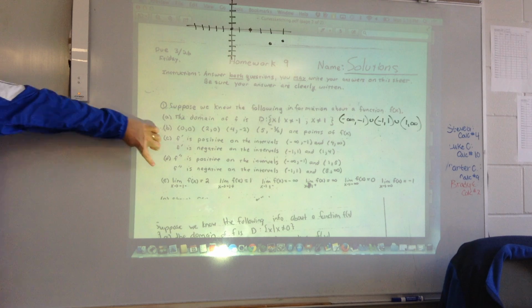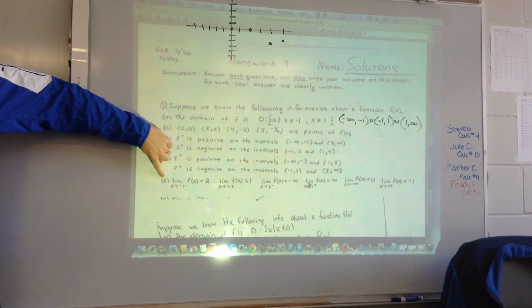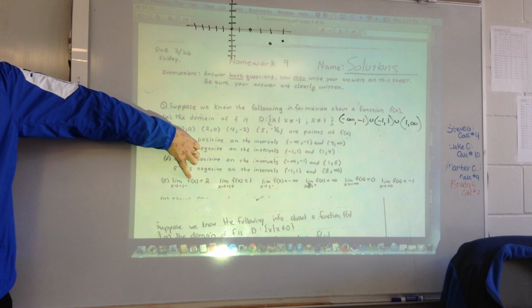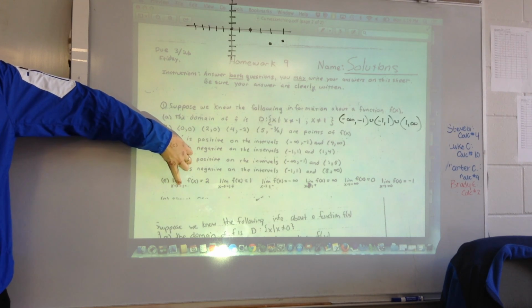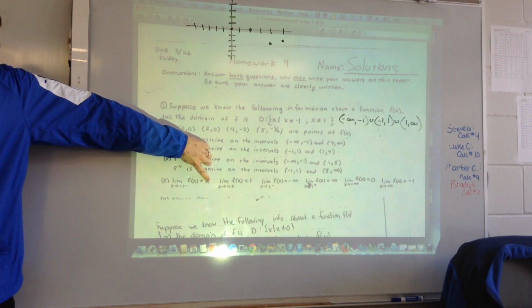So let's look at this one right here, the first one on E. The limit of the function as x approaches -1 from the left is 2.